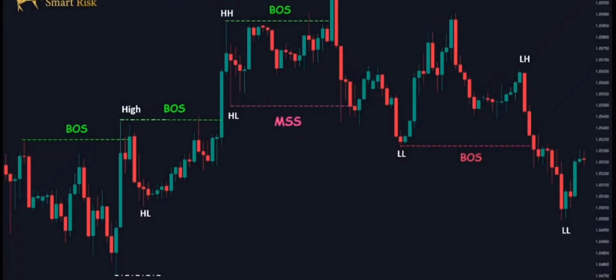For example, on this hourly euro-dollar chart, we noticed that the price formed a market structure shift by breaking through this major low and closing below it. We also noticed that this bearish move created a fair value gap located just below an order block, making it an ideal supply area that could reverse price if it retraces back up into the order block.